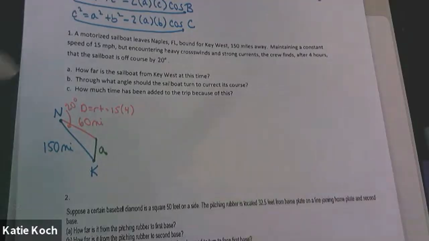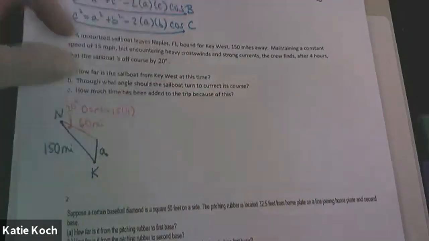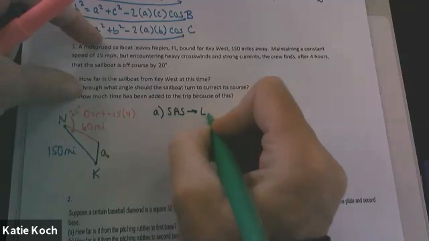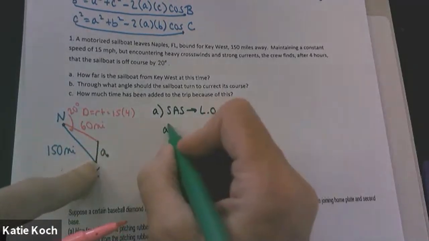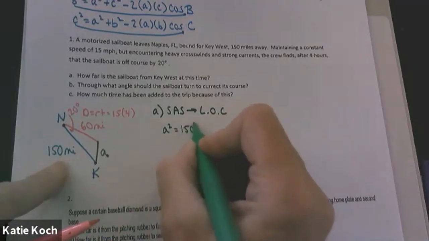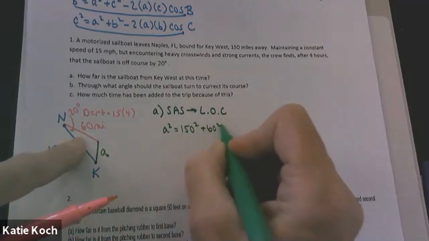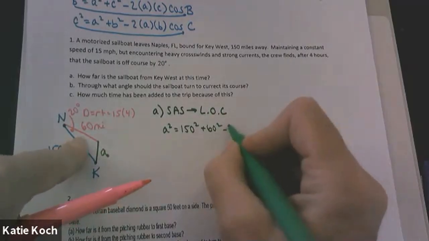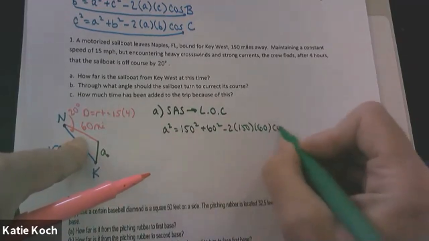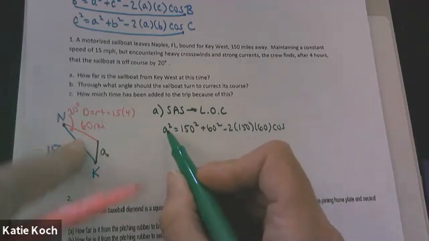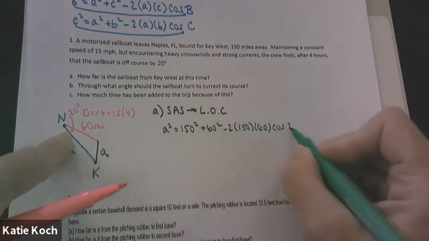So to solve for part A, let's use a darker color here. For part A, how far is the sailboat from Key West? Well, I say, oh, look, I have side, angle, side. So I'm going to use LOC, the law of cosines today. The law of cosines says my missing side, I'll just call that A, squared equals the sum of the squares of the other sides. So 150 squared plus 60 squared, in either order, minus double the 150 times the 60 times the cosine of the angle across from that side A. So across from side A was that angle that was 20 degrees.